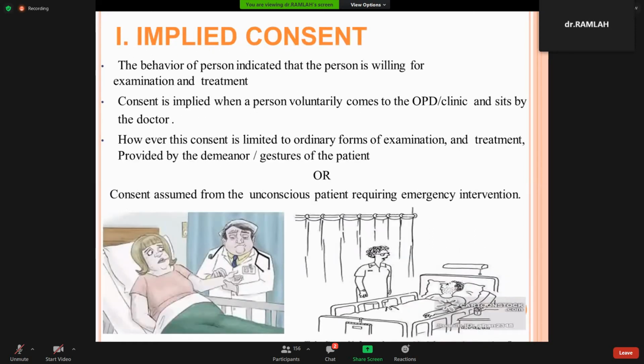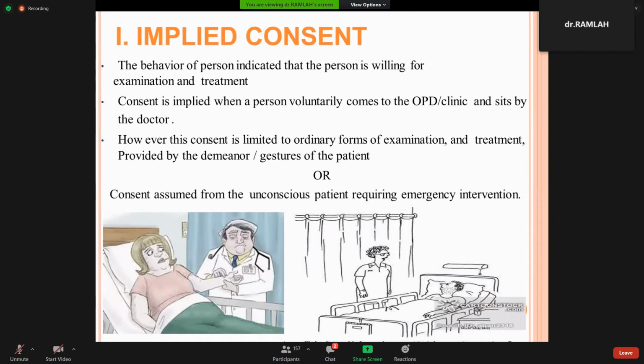The second important thing related to implied consent is consent assumed from an unconscious patient requiring emergency intervention. Once the patient comes to the emergency and is unconscious, then what will you do? The law gives us the privilege that the doctor should start treating the patient first, instead of looking for any guardian, sibling or any person who is accompanying the patient to take their consent. The law has given you enough space that you start with the treatment and you assume that the patient has already given his consent to you.